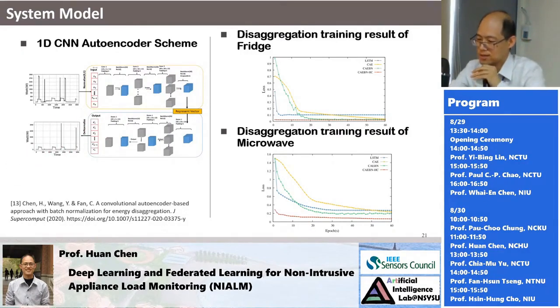On the right-hand side, we show that the disaggregation training results for the fridge are much better than the others. The lower the better, because the horizontal axis is the epoch and the vertical axis is the loss. Our scheme is the red one. We also show that our result is great on the microwave. Oh, it's very good.